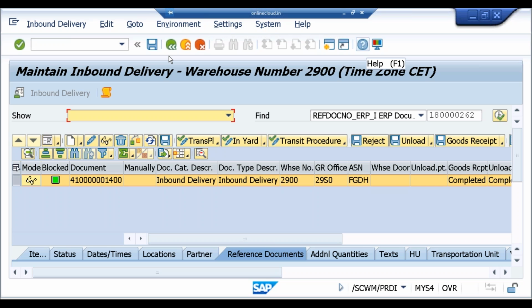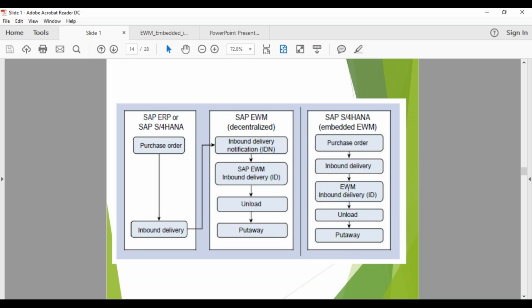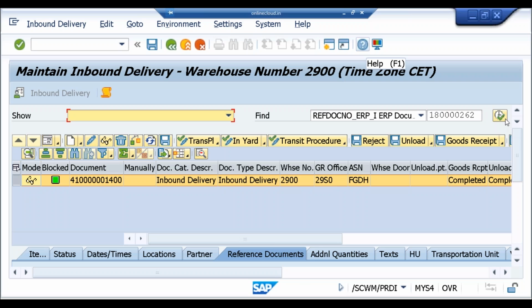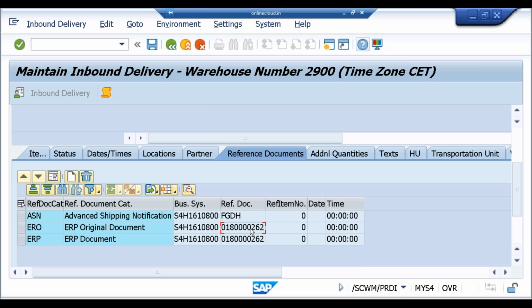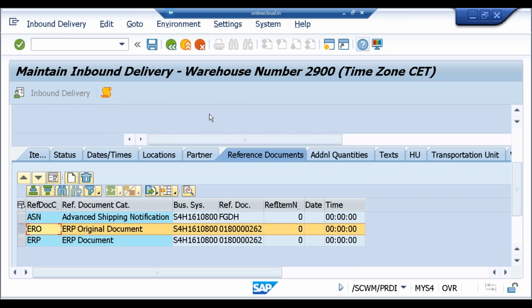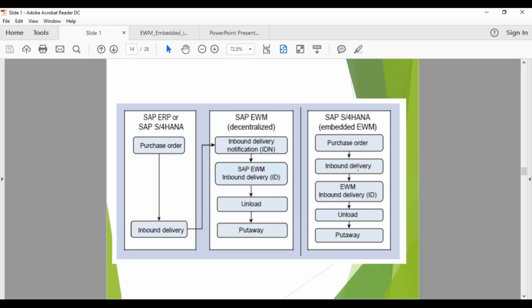Okay, so this delivery, as it has flown to the Extended Warehouse Management, this is the delivery document which is created. So in the slide when we are looking at S4 HANA, this inbound delivery document number is this one, which is created as the ERP inbound delivery document which has flown to the Extended Warehouse Management. As it has flown, the inbound delivery document at the Extended Warehouse Management is created. That document is this inbound delivery document. This inbound delivery document at ERP level, I'll open that.